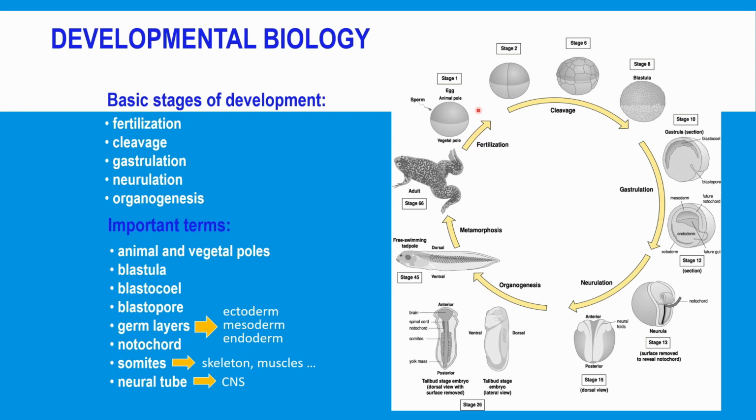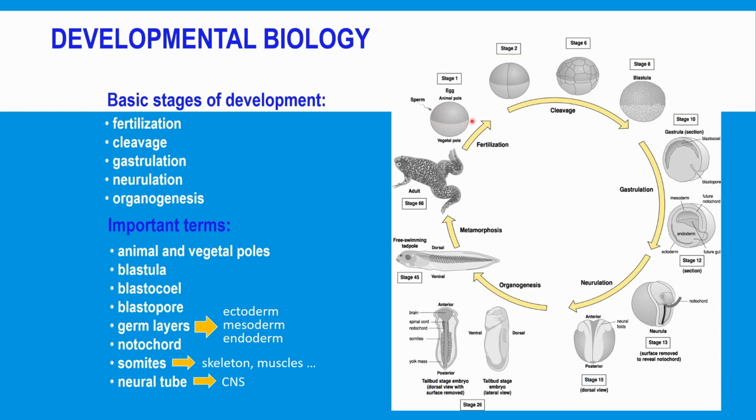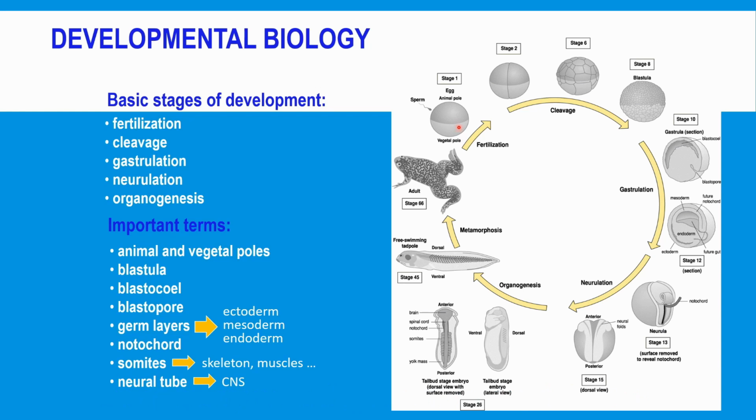But if we have a look at the egg, we know it's a single cell, but it already has a polarity, a difference from the top to the bottom. And the top part is referred to as the animal pole, and the bottom part is referred to as the vegetal pole. And this can be important in setting up the polarity of the animal. And we'll discuss that in further detail. This is just an introduction.